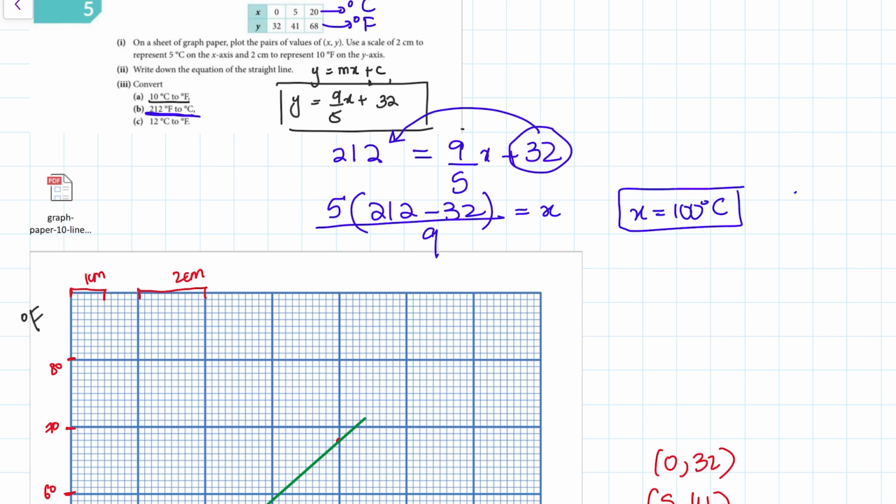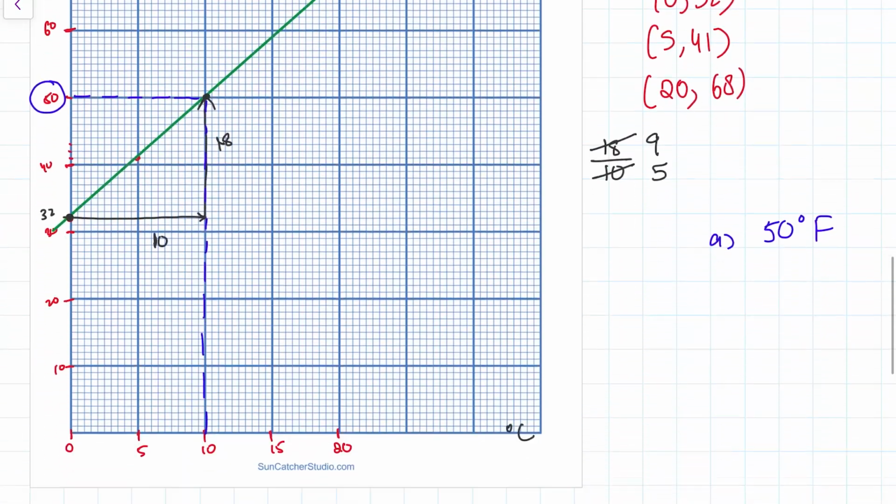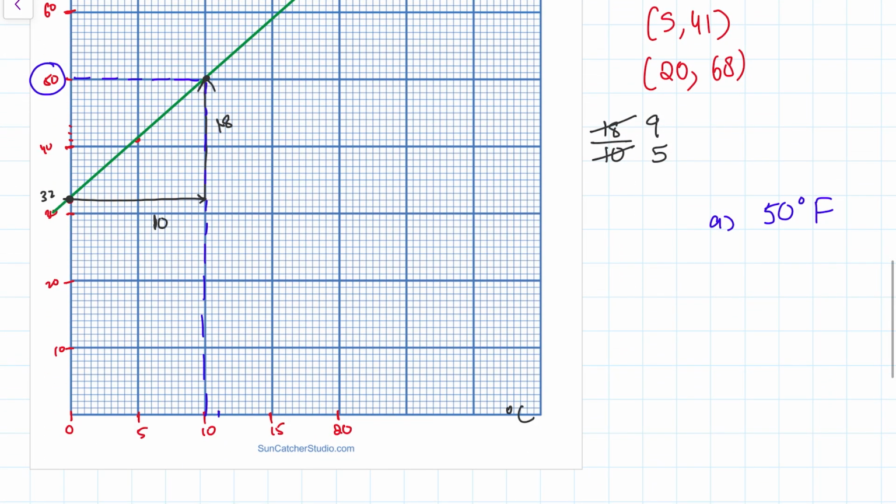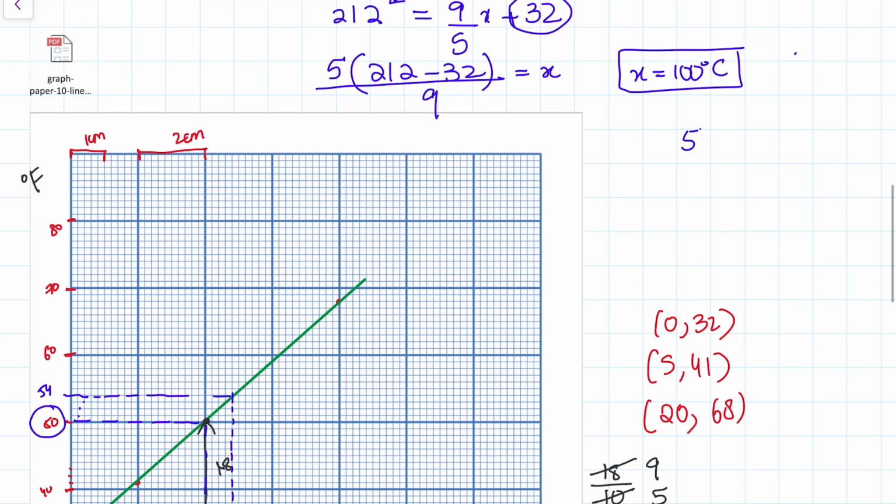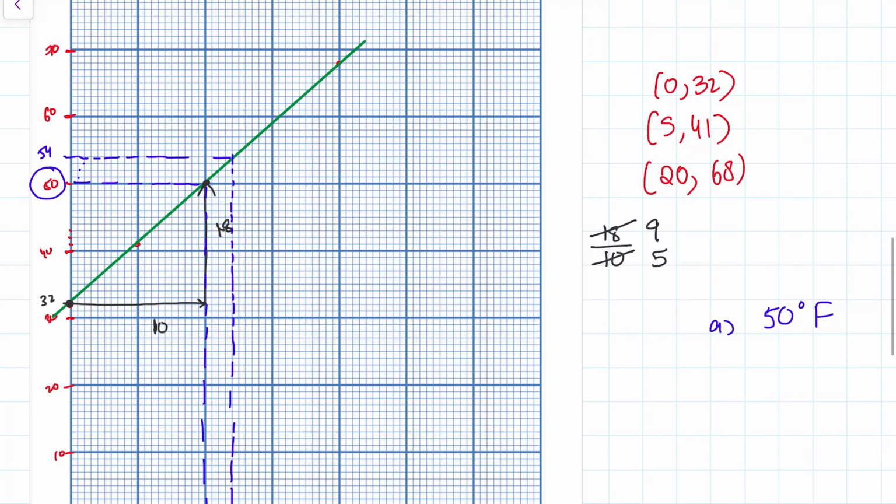Now the last part, 12 degree centigrade to Fahrenheit. 12 degrees can be found using the graph. So it's roughly around 54. 51, 52, 53, 54. So this is the 54 degree Fahrenheit. For C part, this is B part, and down we did A part.